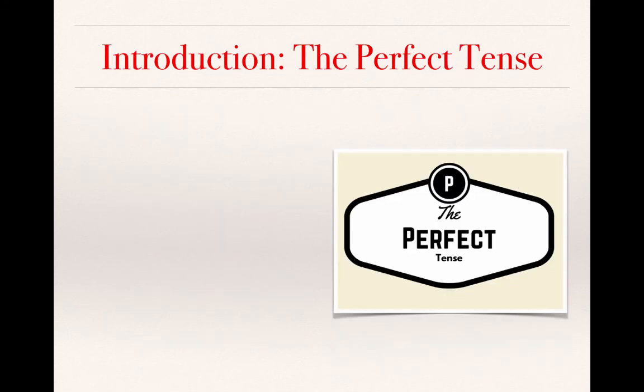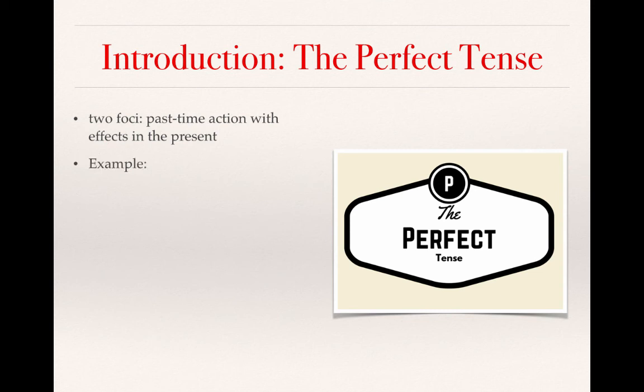To begin with, what is the perfect tense? Well, there are 2 important foci of the perfect tense. The perfect tense denotes past time action that has effects into the present time. So there's those 2 foci, past time and effects in the present.